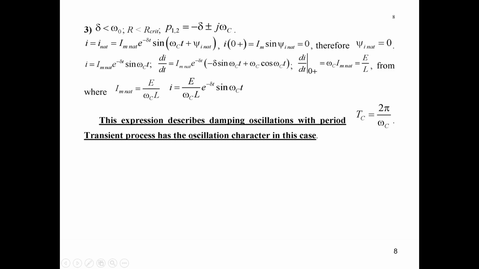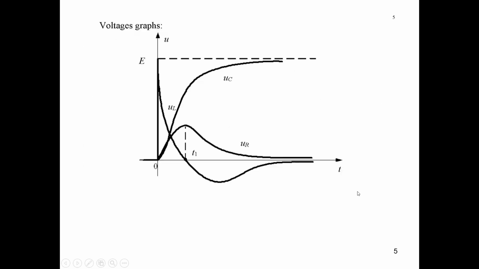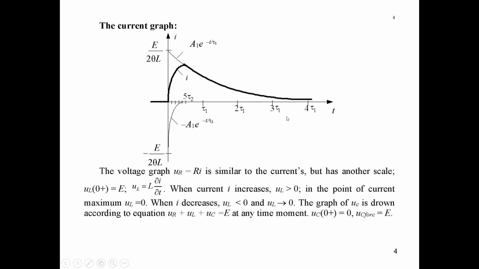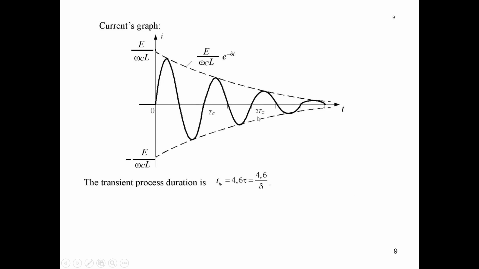The tension processes here have an oscillating character, which means the current will change sign during these oscillation processes, in contrast with aperiodic processes, when the current does not change sign during the whole process. Here we have oscillating processes, but they are damped, and when t tends to infinity, this current will tend to 0. Nevertheless, it is oscillating.